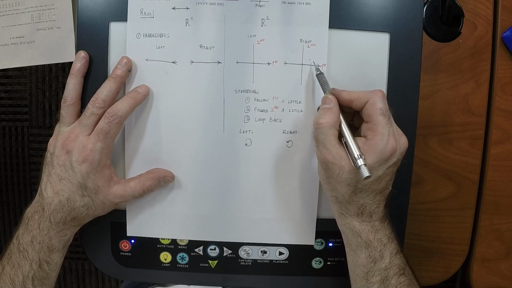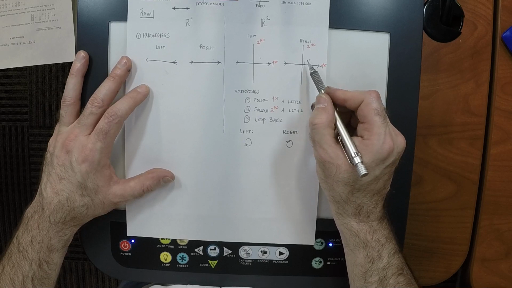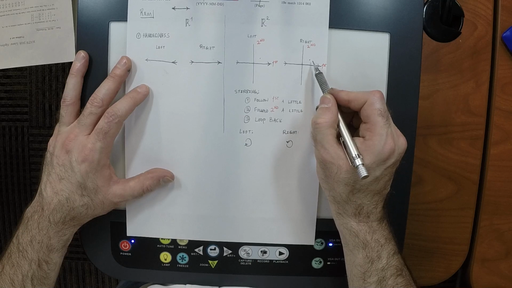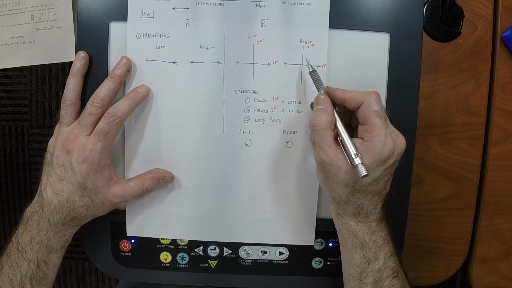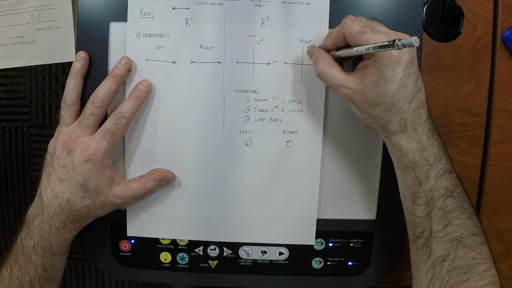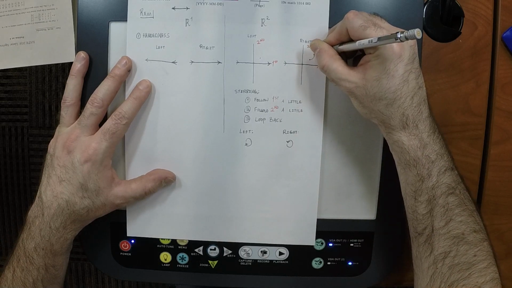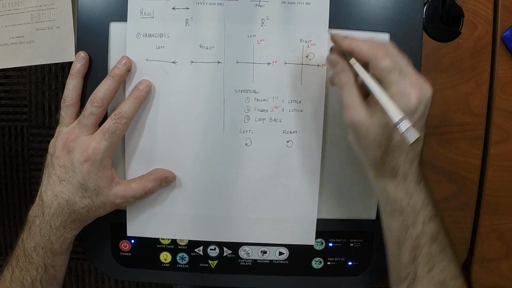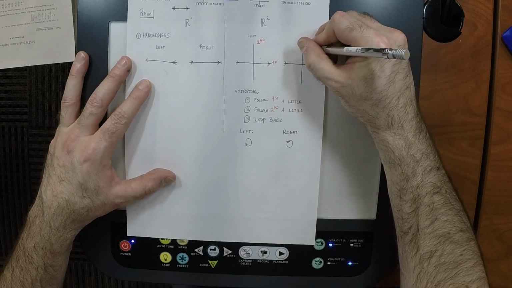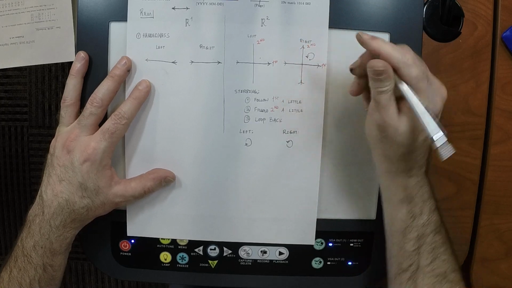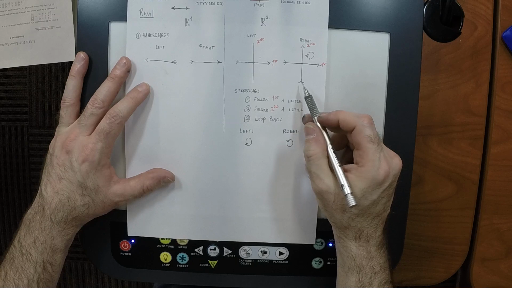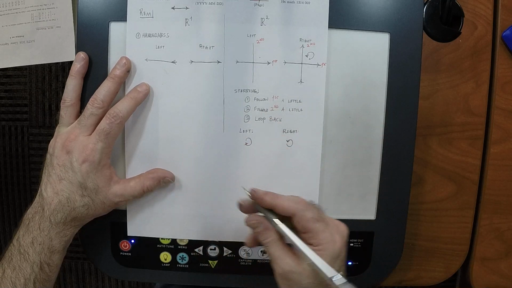So from this one we're going to go right, and from this one we're going to go right. But if we want to end up going counterclockwise for this one, after we go right a little bit, how do we have to go? We've got to go up to go counterclockwise. So we have to go right and up, which means that this has to be pointing up. And then the opposite on the other side.